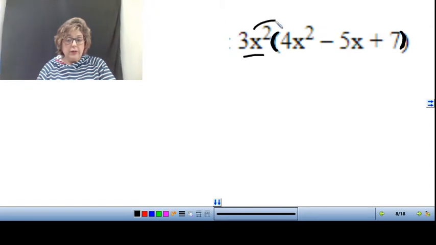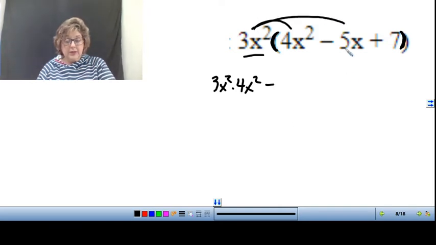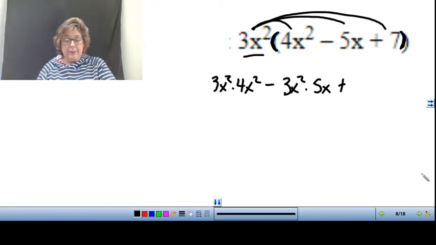So I'm going to multiply the 3x squared times the 4x squared. So that's 3x squared times 4x squared. And then I'm keeping my sign, and then this times this, so that's going to be minus 3x squared times 5x, and then I'm going to take the sign, bring it down, and then I'm going to take this monomial and multiply it by the final one, 3x squared times 7.